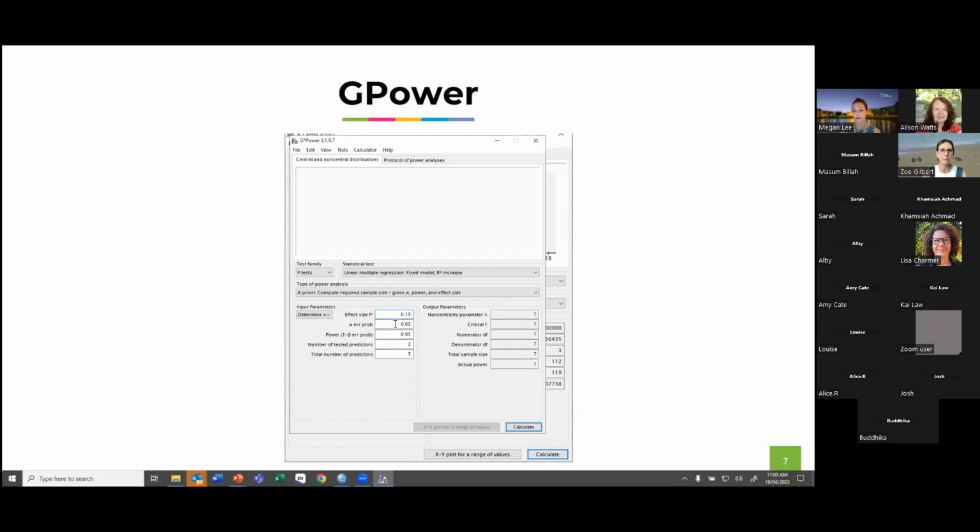Your alpha, which is your p-value, is always 0.05. And then we want to use 0.80 for moderate power. We don't want to use 0.95. Now, this is where it gets a little bit tricky, trying to decide what your number of tested predictors is and how many total. So in this data set, we are looking at the relationship between diet quality and depressive symptoms. And then we've got a bunch of demographic variables and lifestyle factors that we want to control for if they're significant. So our number of tested predictors is one, diet quality.